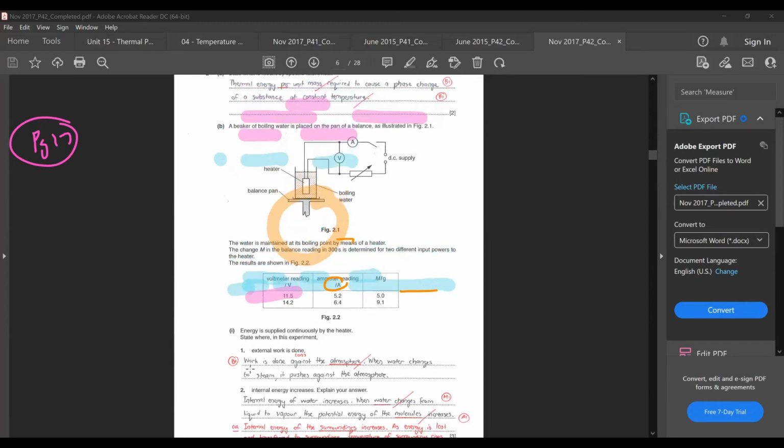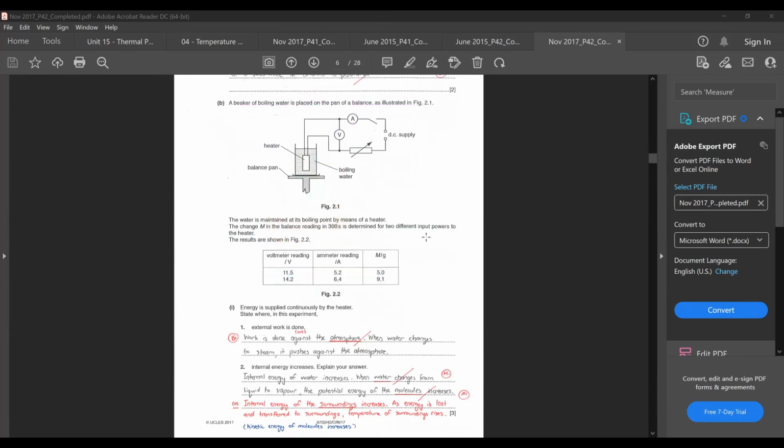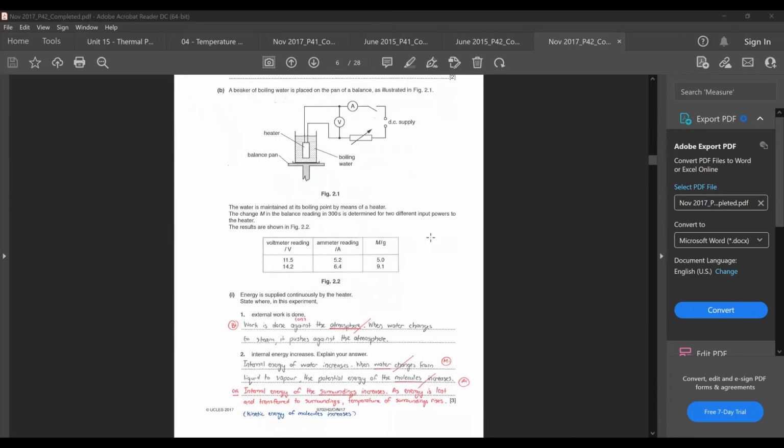If you look at part 1, they tell you energy is supplied continuously by the heater. Now, state where in this experiment is external work done. Where in your current diagram or system is work actually being done? It can be work done on, it can be work done by, it doesn't matter, just as long as you identify what is having the work done on it or by it. Okay, so the easiest thing to see is actually the water itself.